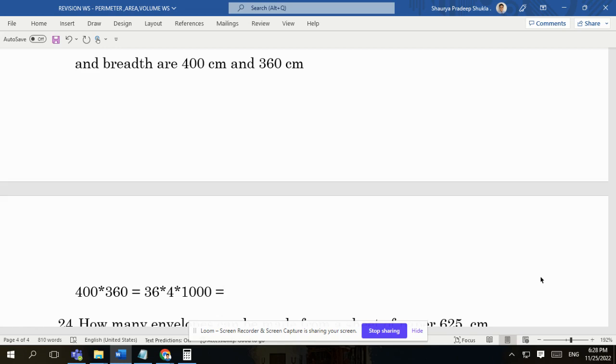35 into 2 is 70. 35 into 4 कितना होगा फिर? 70 into 2, so how much is 70 into 2? 140. So 35 into 4 is also 140. But I need to find 36 into 4. That means I have to add 4 more. Yes, so 144. Let's see by multiplication if you're getting the same or not.